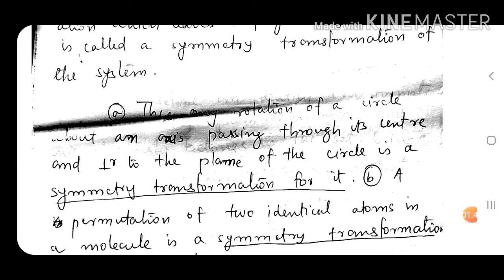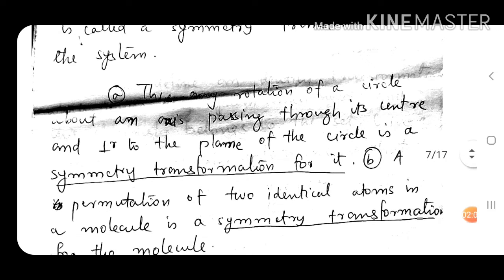For example, a rotation of a circle about an axis passing through its center and perpendicular to the plane of the circle. That is a symmetry transformation, because if you rotate the circle about that axis at any angle, the circle remains the same. There is no change. So we say it is a symmetry transformation.